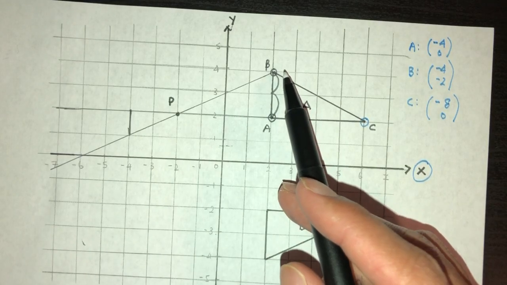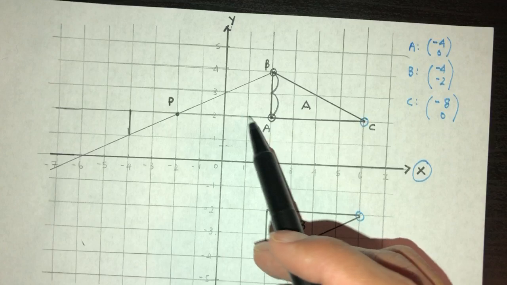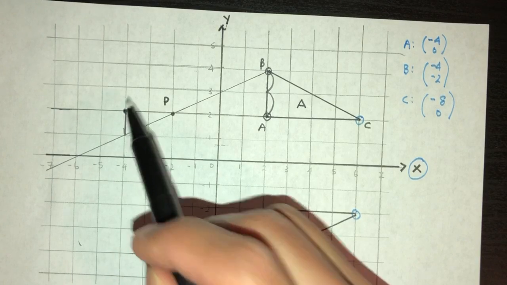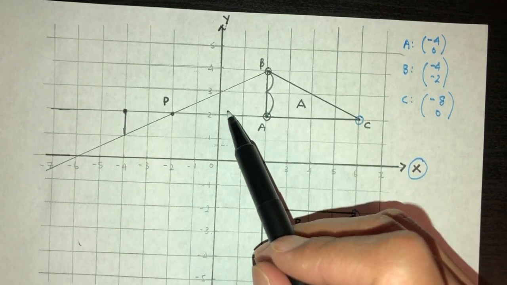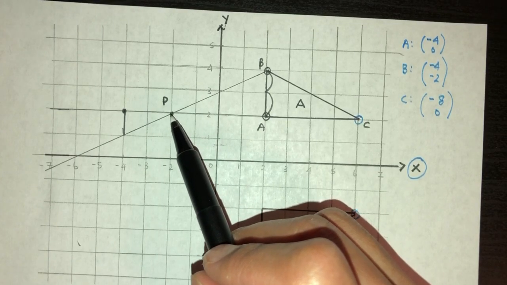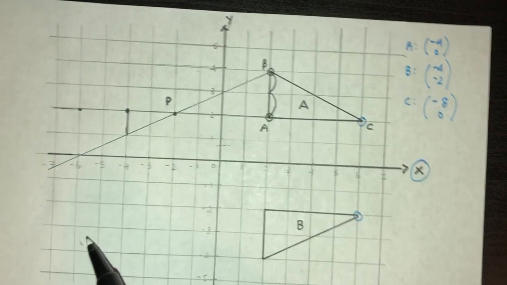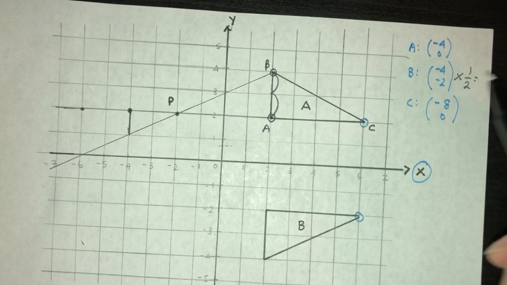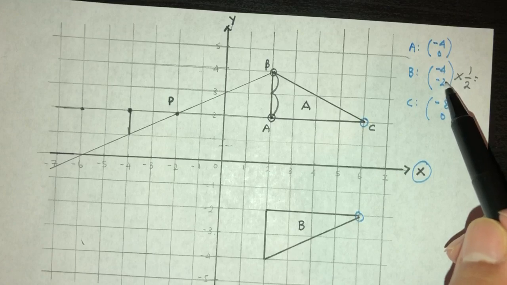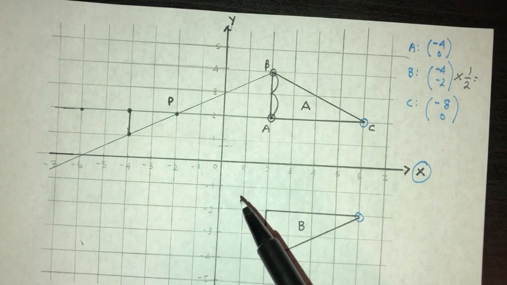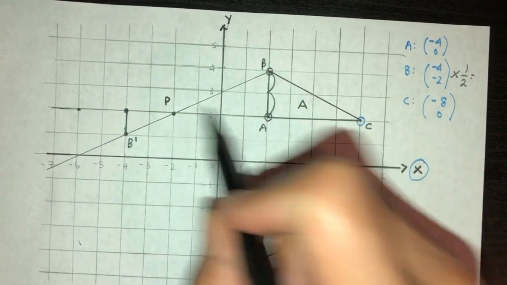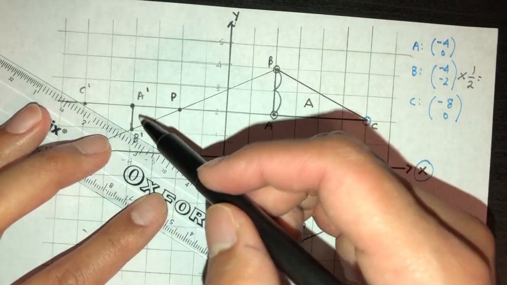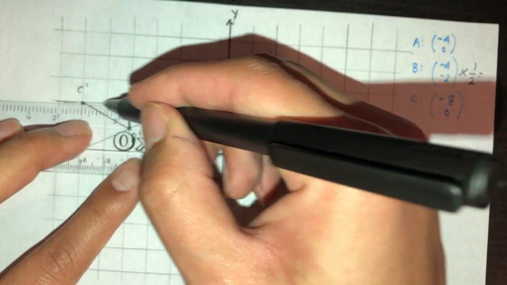So this point is A. We have to count 1, 2, 3, 4. And minus half will be 1, 2, right here. And we have 1, 2, 3, 4, 8. Minus half will be minus 4. 1, 2, 3, 4. And now we have this one, which is from minus 4 times half. That will be minus 2 and then minus 1. So 1, 2, and 1 will be right here. So basically this will become B prime, and this will be A prime, and this is C prime. Okay, that will be your image of the triangle.